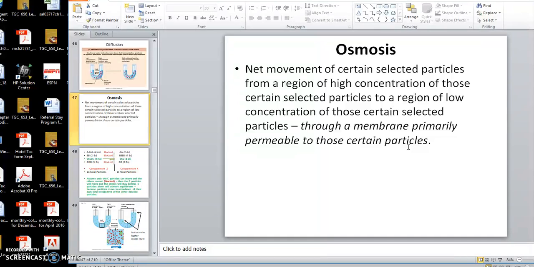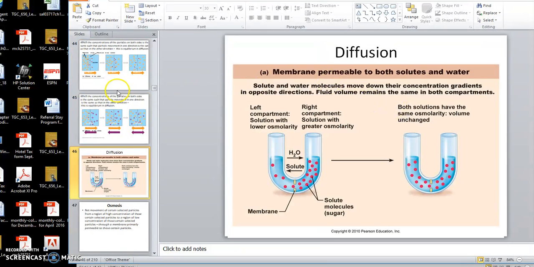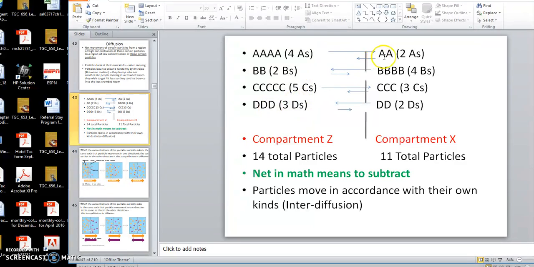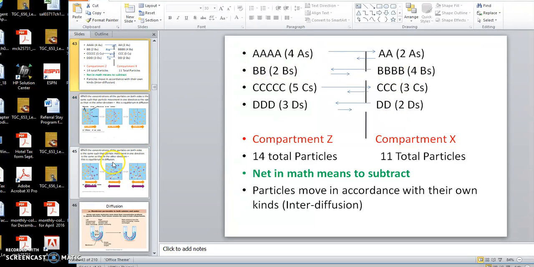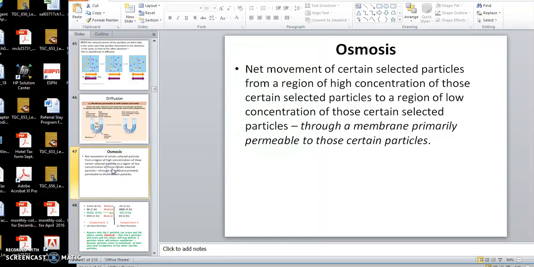In diffusion, all of the particles have the same freedom of motion. That's number one. Number two, remember in my definition, I say particles look at their own kind. But all the particles have total freedom of motion. In osmosis, that is not the case. It's kind of a prejudicial process in that you allow some particles to move and you hold back others.